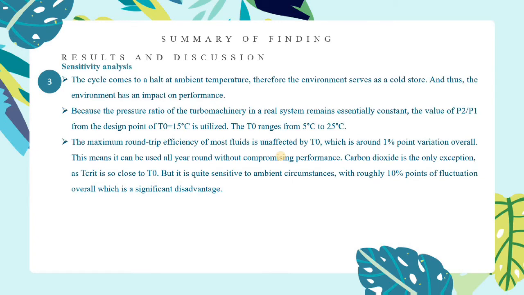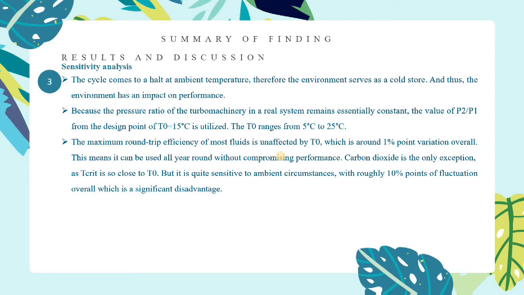Third is the sensitivity analysis. The cycle comes to a halt at ambient temperature, therefore the environment serves as a cold store. Thus, the environment has an impact on performance. Because the pressure ratio of the turbomachinery in a system is essentially constant, the value of P2 over P1 from the design point of T0 equals 15 degrees Celsius is utilized. T0 ranges from 5 degrees Celsius to 35 degrees Celsius.